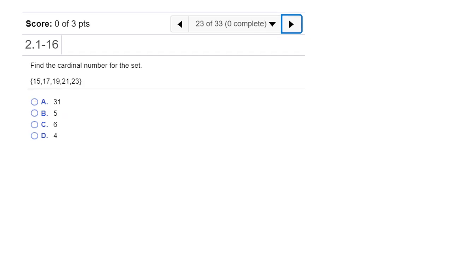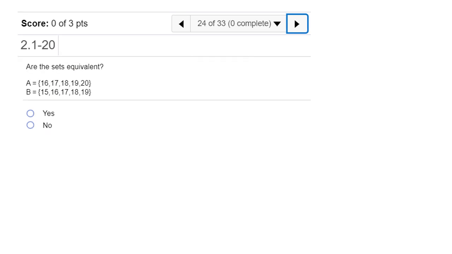The answer for 23 will be the cardinal number of the set. The cardinal number, remember, tells us how many are in this set. So let's count. 1 number, 2 numbers, 3 numbers, 4 numbers, 5 numbers. The cardinal number, the amount in that set, would be 5.